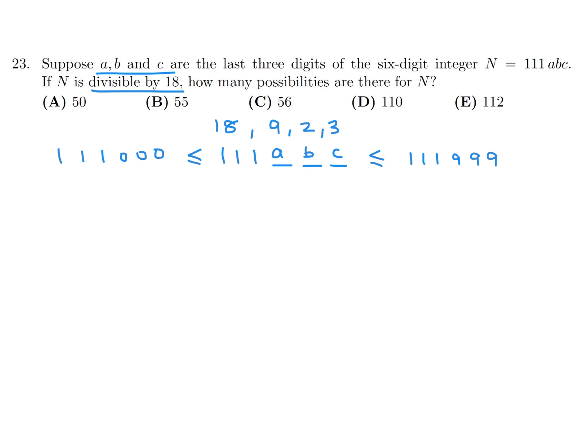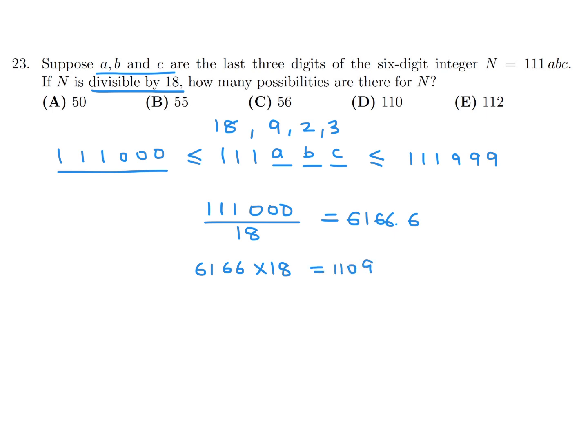Let's just divide by 18. So just take the lower end, divide by 18. And what do we get here? We get about 6166.6, right? Because 6166 times 18 is 110988, I believe. So therefore that falls outside of the range. That's like way over here somewhere. But if we do 6167 times 18, then we're going to get into the range, and we do 111006.